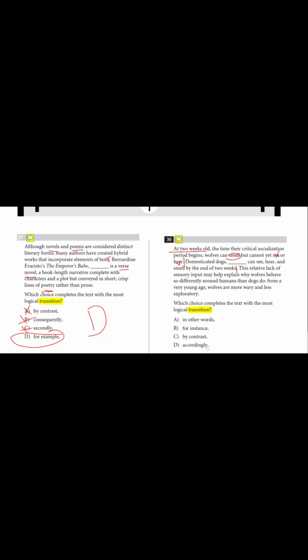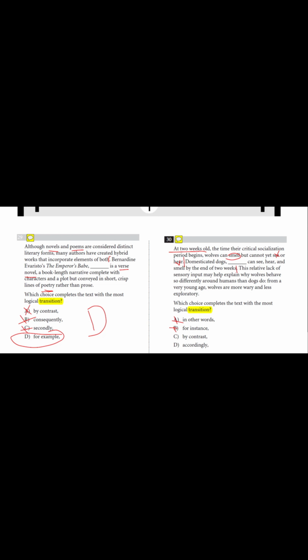So in other words is not correct, because in other words means that the two sentences express the same idea but in different words, or when the second idea paraphrases the first one, which is not the case here. For instance, is when the second idea gives an example of the previous sentence, which is not the case as well.